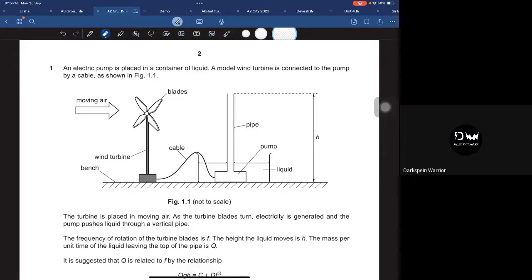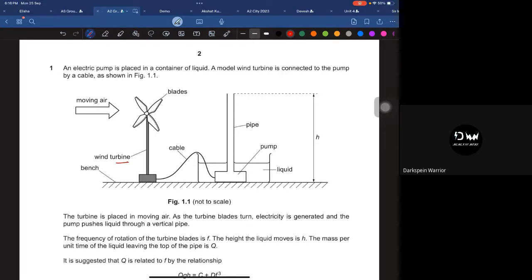Now for this one, if you look at the question, it has given that there is moving air, right? And in this moving air, there are blades which turn. This is a wind turbine, and there's a cable, and there's a pump, and the pump has a pipe in it, and there's a liquid. Obviously, as the turbine moves, the pump would run due to induction. You guys have done this already in IGCSE, and because of that induction, the current supplied to the pump will cause the liquid to move to a height. Do you guys get it? So from the whole thing, I can understand this.